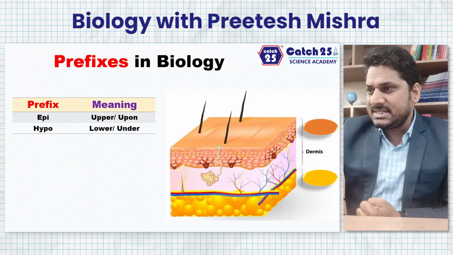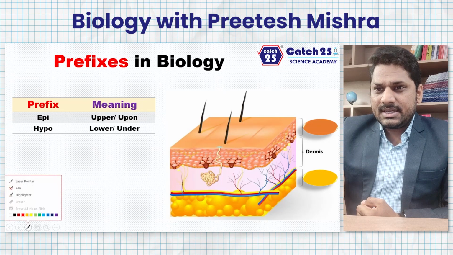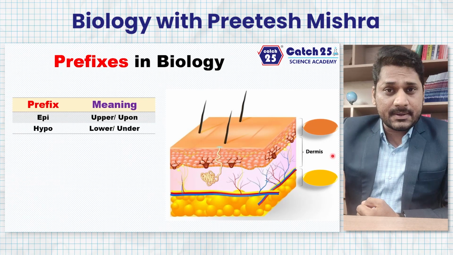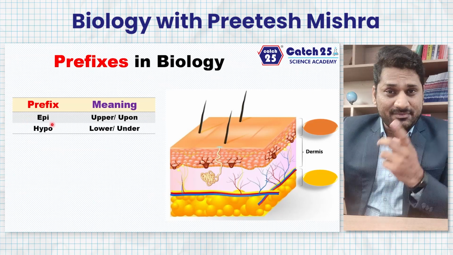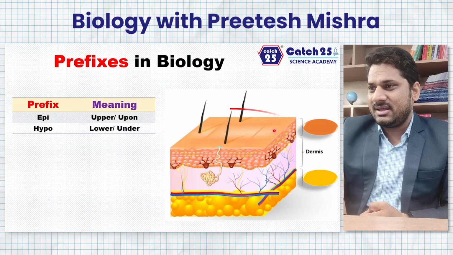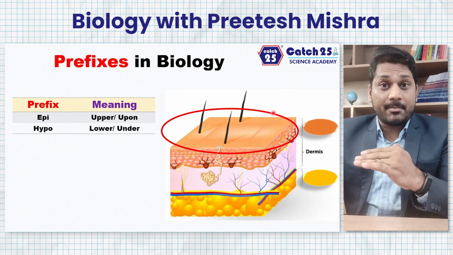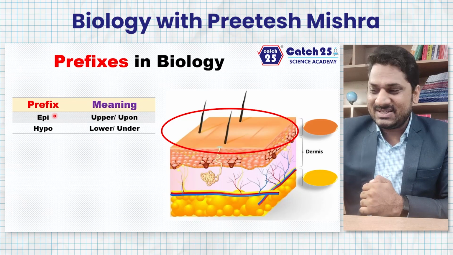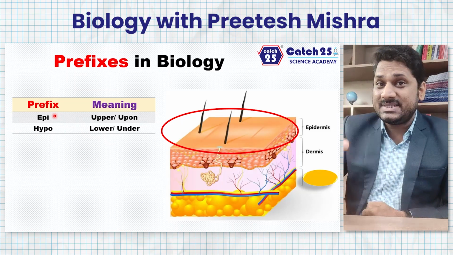Okay, so this is a section of skin, students. Let me switch on the laser. Okay, over here I can see dermis, correct? So derma indicates skin. So dermis is over here. I can see the prefix epi now. If I have to refer to this layer, students, over here, what name would I give to this layer, which is above dermis? Above dermis, students. So the term is epidermis. So now you understand how to use these terms.